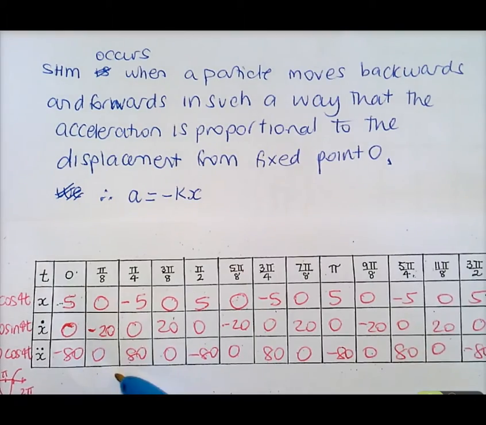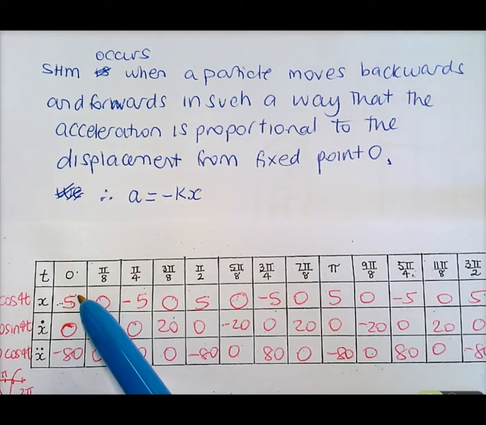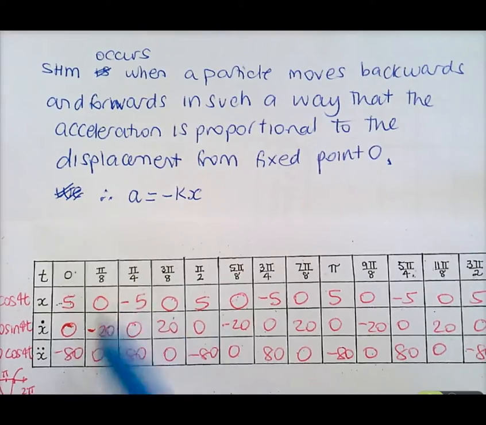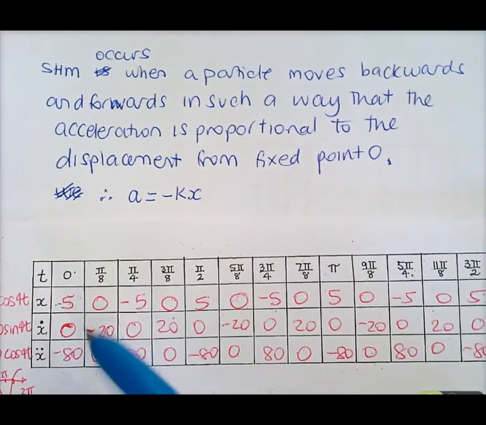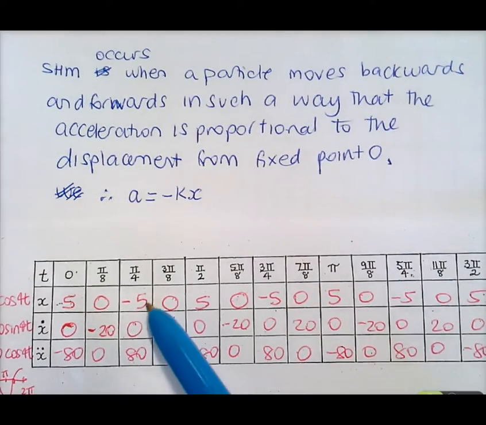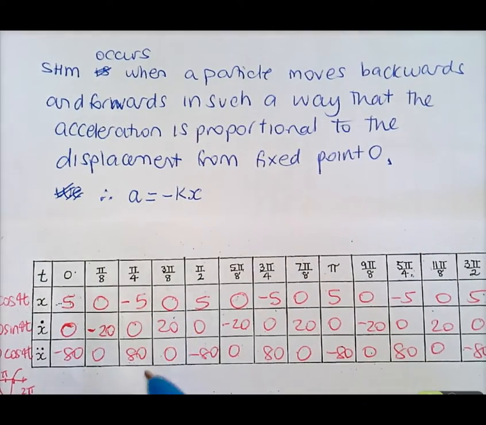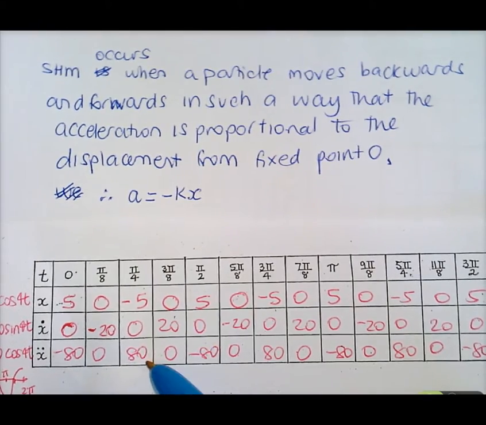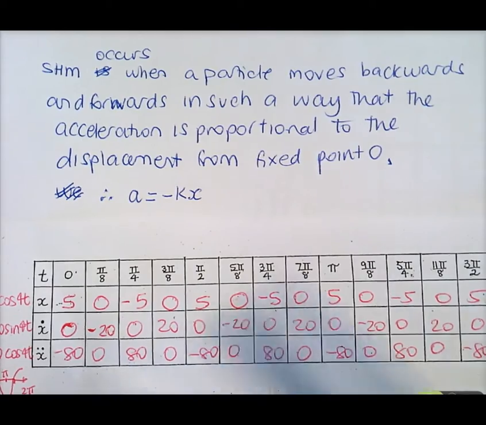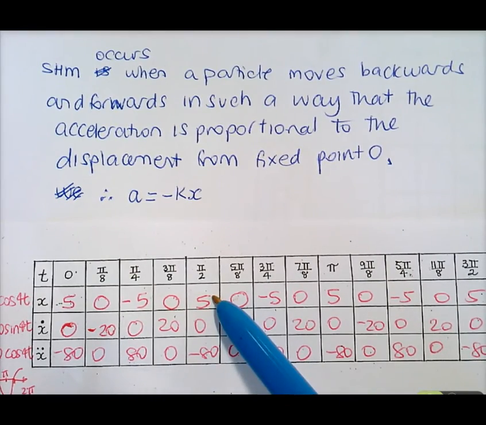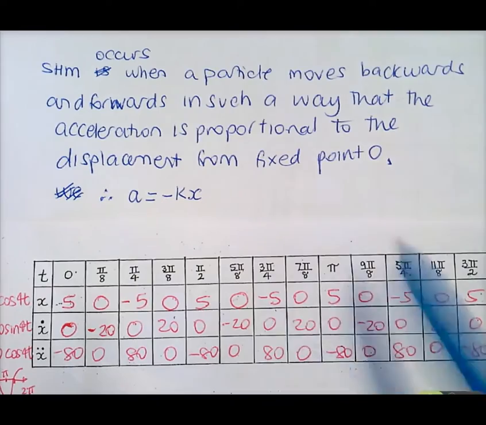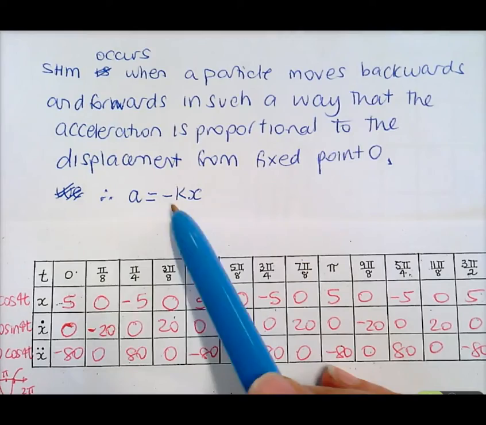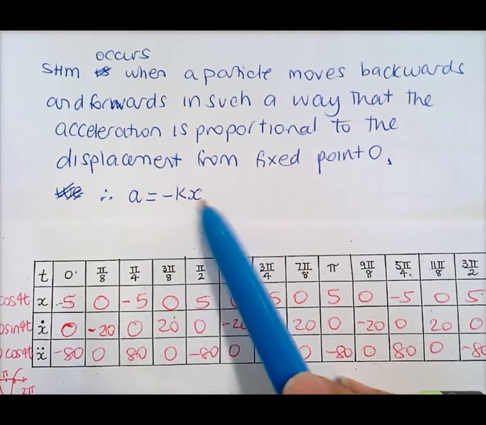So here's the table that we did last lesson. For example, here when X is 5, can you see that acceleration is negative 80? But when X is negative 5, acceleration is positive, it's positive 80. 5 times negative 16 is negative 80. Negative 5 times negative 16 is 80. Can you see that? So acceleration is some negative constant times X.